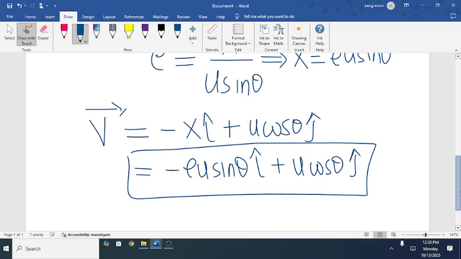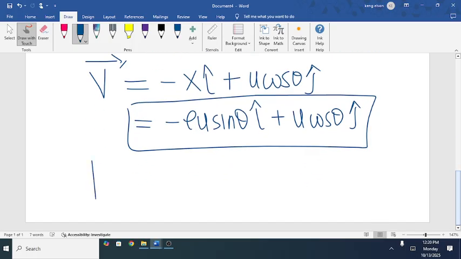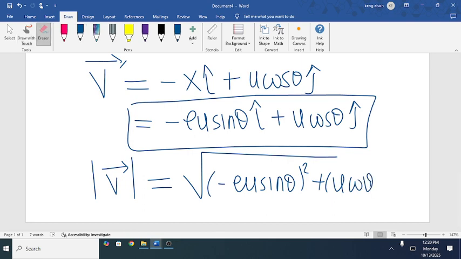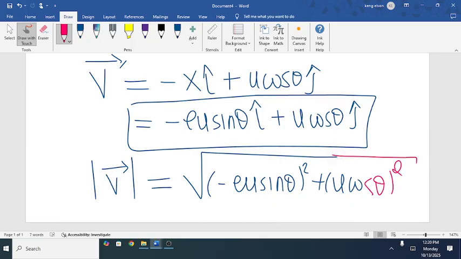Now if you're asked to find the speed, it is equal to the magnitude of the velocity, which will be the square root of (minus e u sin theta) all squared plus (u cos theta) all squared. Then we simplify and you're going to get your answer. So that is our first scenario.